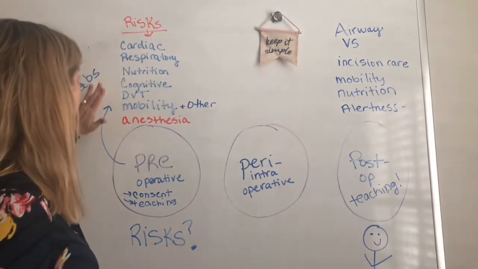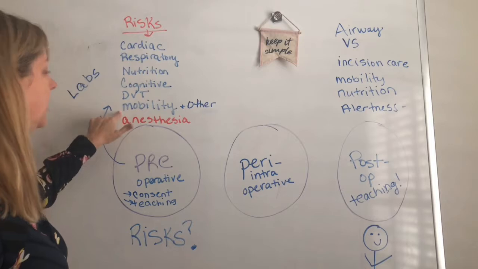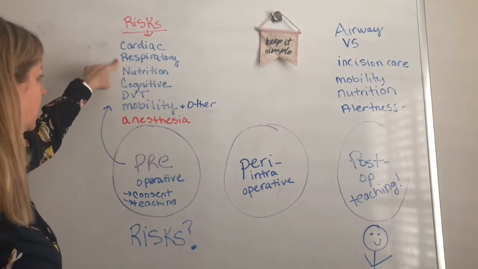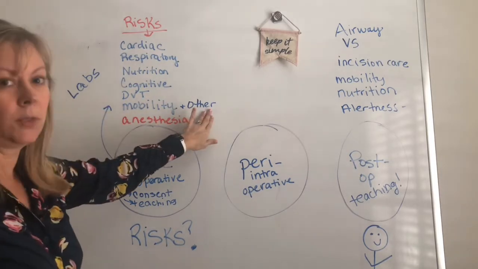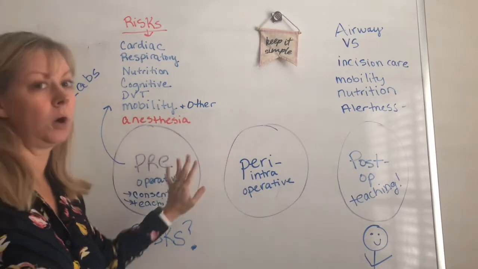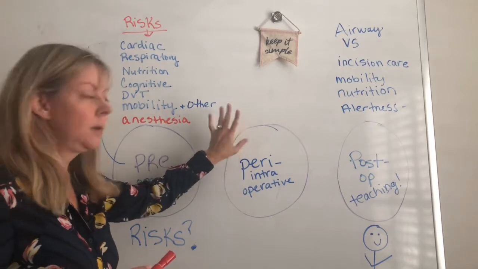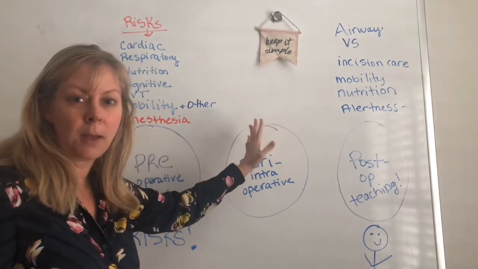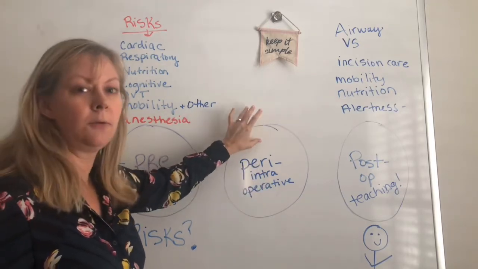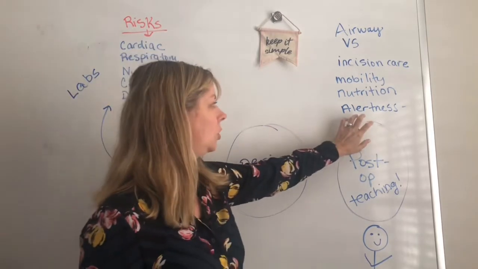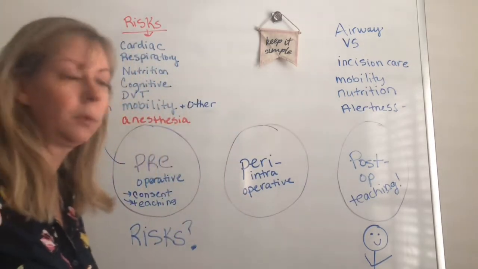All right, so over here, when I have a patient come into the office, I make sure that I go over these risks: cardiac, respiratory, nutrition, cognitive, DVT risk, and mobility, as well as some other things, and anesthesia. When I talk to the patient, I say, I want to make sure you're ready for surgery itself. So if they're having, let's say, their appendix removed, I want to make sure you're okay to have that surgical procedure. I want to make sure you're okay for anesthesia, and okay for recovery, and we give you enough information so we can prevent complications.